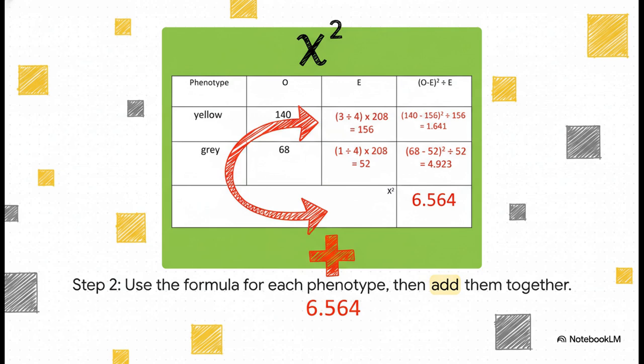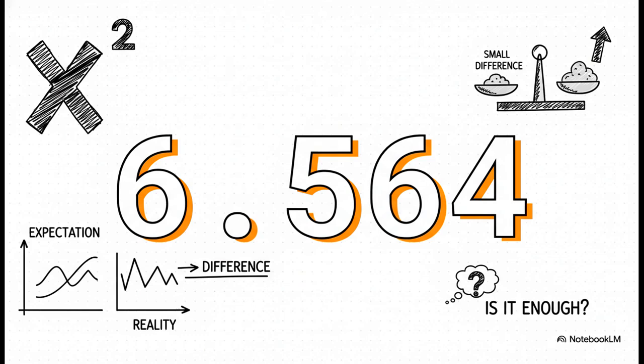Now we're on to step 2, calculating the chi-squared value. We just plug our numbers into this formula for each category. For the yellow mice, we take our observed number minus our expected, we square that difference, then divide by the expected. We do the same thing for the gray mice, and then we just add those two results together. And when you punch all those numbers in, voila! We get our chi-squared value, 6.564.